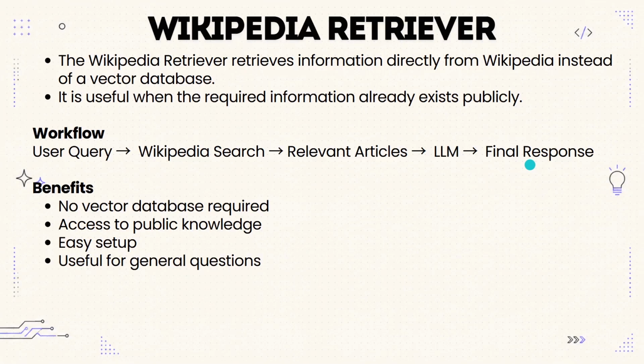So let's understand the workflow here as well. It will take a user query, do a Wikipedia search, take some relevant articles which are openly available on Wikipedia, and those articles will be chunked and passed to the LLM, and the LLM will give you a final response. The benefits are that there is no vector DB required here because we are directly taking from the open environment. Then there is access to public knowledge, and it's an easy setup, like the code is very minimal, hardly 5-6 lines of code maximum. It's useful for general questions.